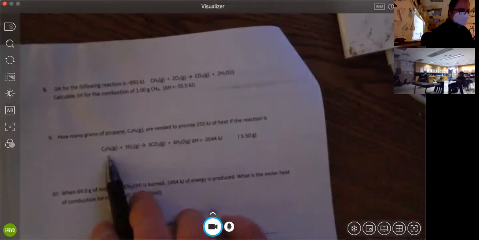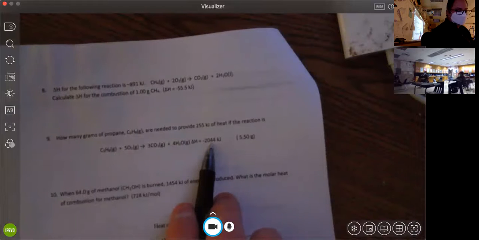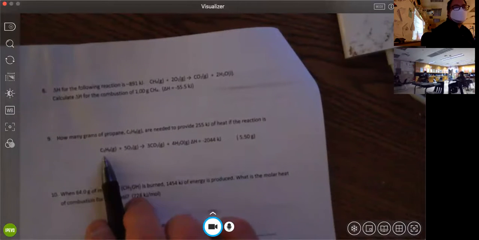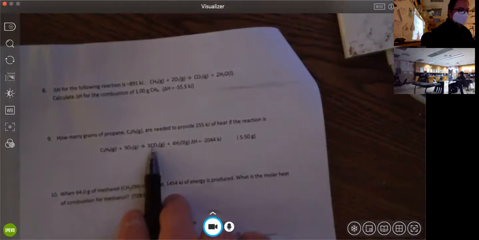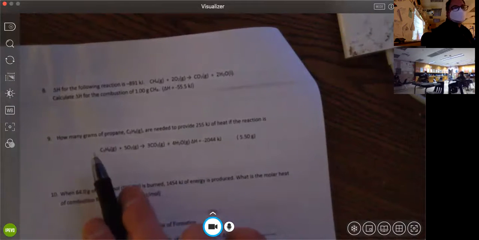You're welcome. Again, it's also why sometimes they talk about this being the molar heat of combustion for this. Luckily, everything here has a whole number, but a lot of times what they'll do is they'll make this 1.